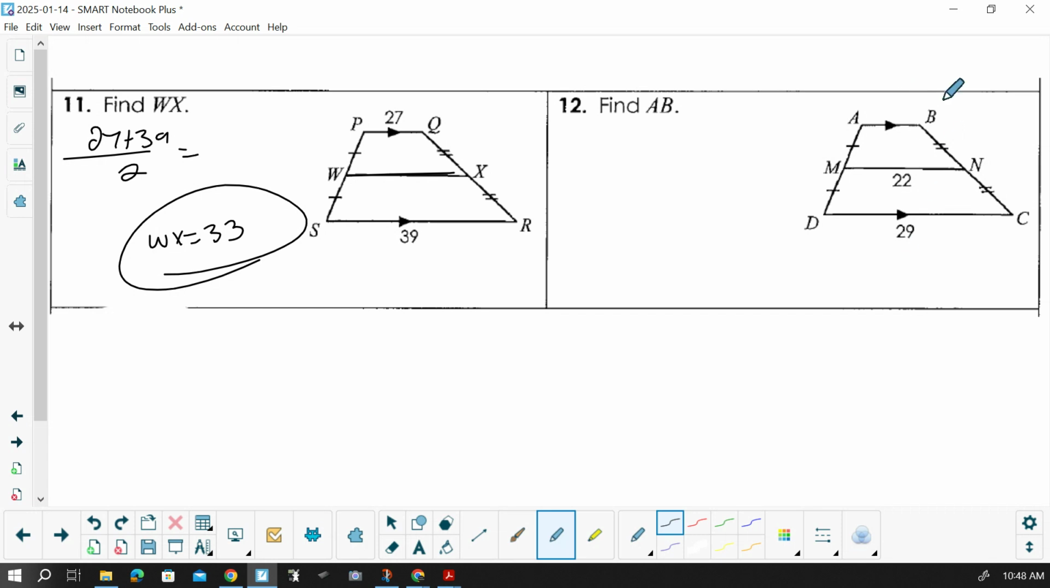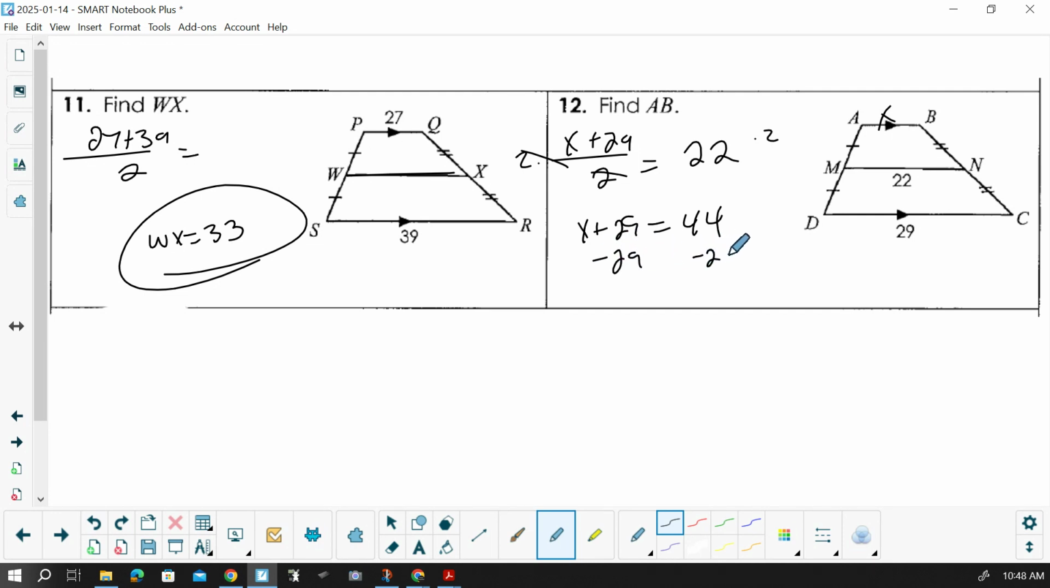All right, so add the two bases, divide by 2. We don't know this base. I'm going to put an x. So x plus 29 divided by 2 equals the mid-segment. Multiply both sides by 2. Those cancel. x plus 29 equals 44. Subtract 29. I get x equals 44 minus 29, which is 15. So AB is 15.